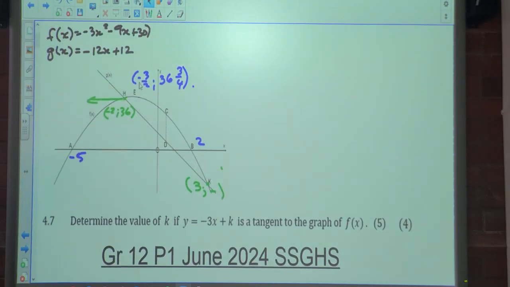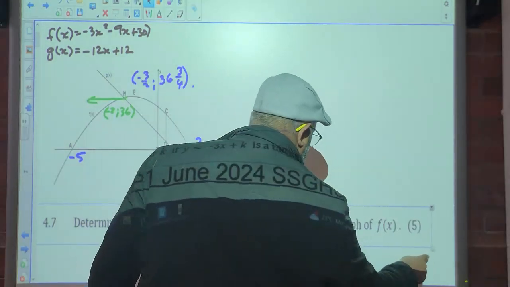Question 4.7. The question says determine the value for k if y is equal to negative 3x plus k is a tangent to the graph of f of x. That is for 5 marks.